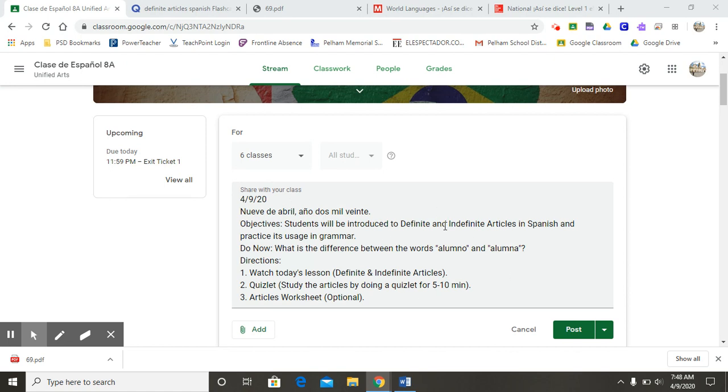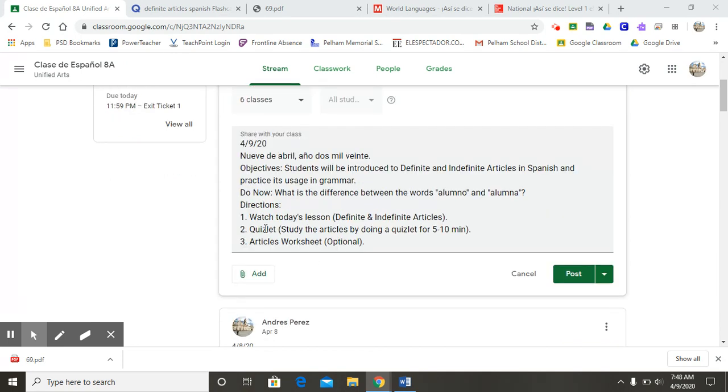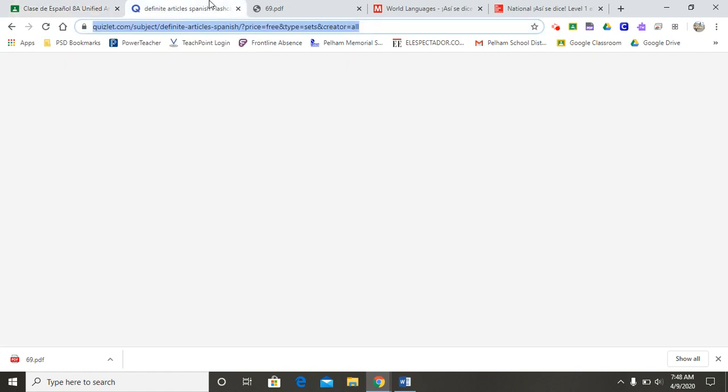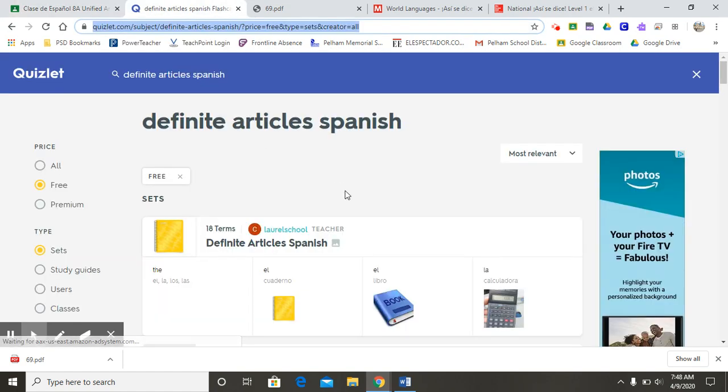All right. Directions. You're going to watch today's lesson, definite and indefinite articles. I will explain what these are. It's just a fancy way of saying something else. I want you to do a Quizlet today. So at the end of the lesson, I have a link for you to practice the definite and indefinite articles. I will post a link.